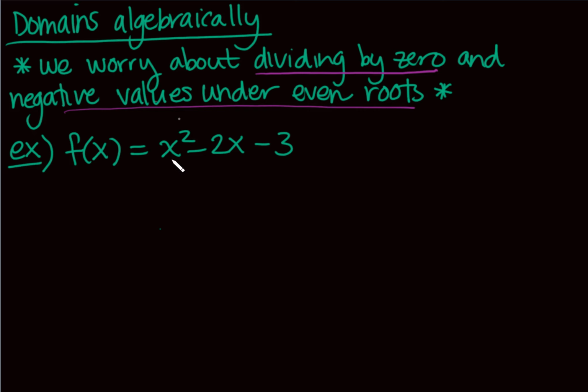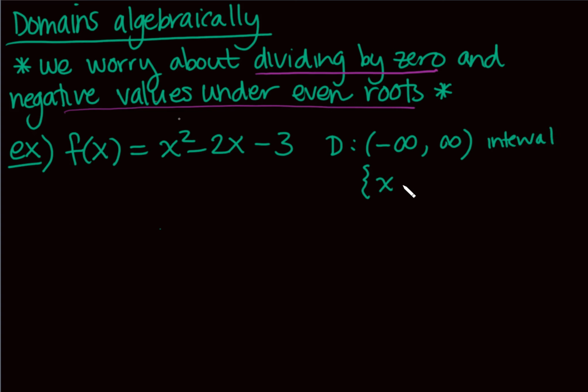Let's look at this function right here. Can I square any x value I want and not divide by 0 or have a negative under an even root? Absolutely. Can I multiply any real number that I want by 2? Absolutely. So what is the domain of this? Everything. Everyone is invited to the party. So we're going from minus infinity to infinity in interval notation.